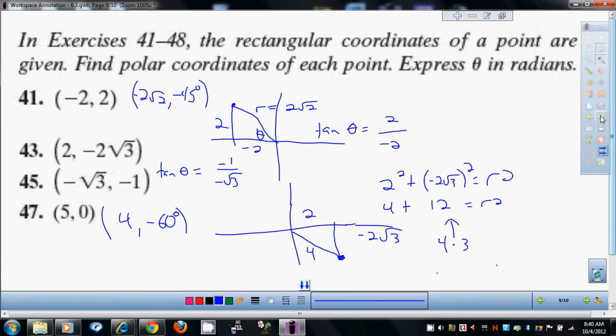So if your point's in the first or fourth quadrant originally, like this one was, it's going to give you the exact right answer. But if it's like this one and it's in the second or third quadrant, it's going to give you the exact opposite of your answer, and you have to change your radius. So first and fourth is smiles, second and third is a negative radius. And yes, my voice cracked. Okay. Questions from that?